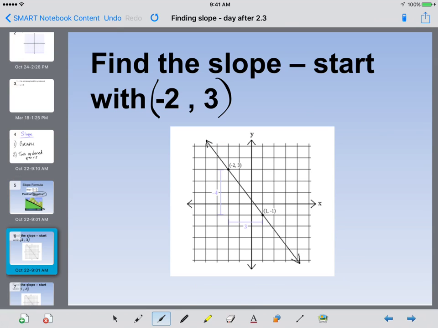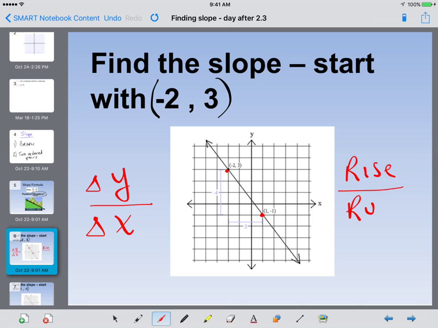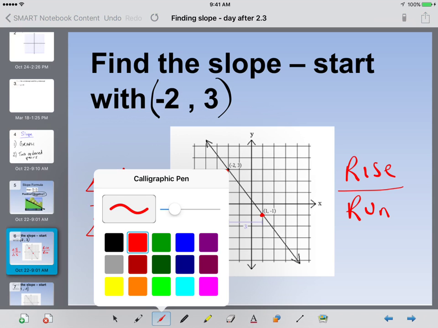So let's find slope on a graph. Well, on a graph, all you have to do is pick out 2 points on the line. The 2 points we picked out were (-2, 3) and (1, -1). Now, slope is the change in the y's over the change in the x's, or you might have seen it referred to as the rise over the run. So your y value goes on top, your x value goes on the bottom.